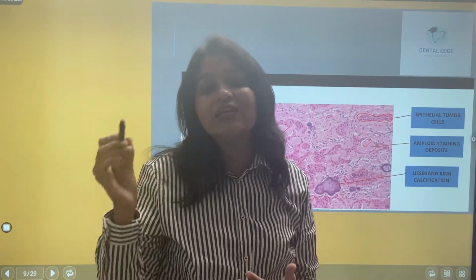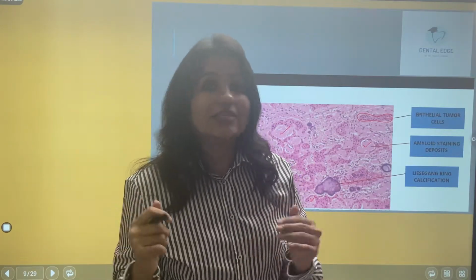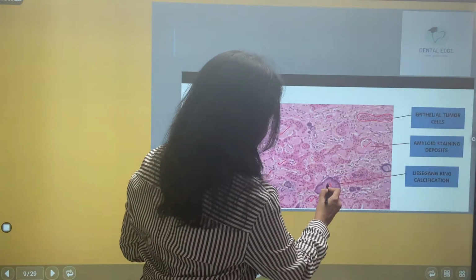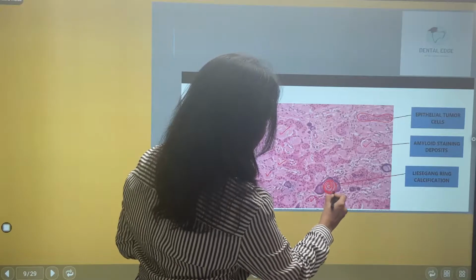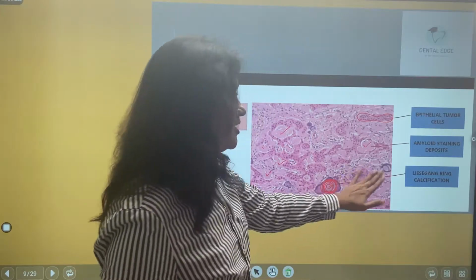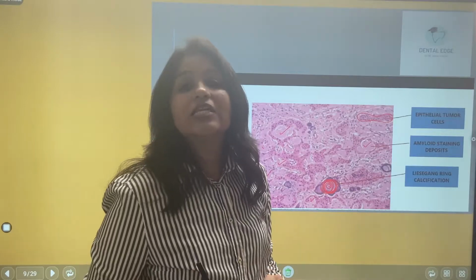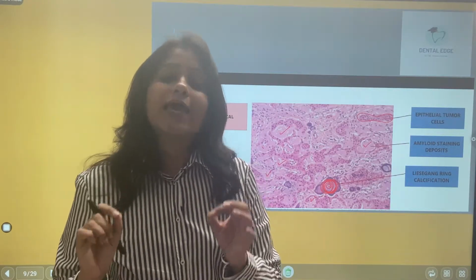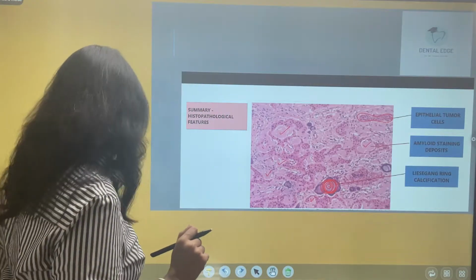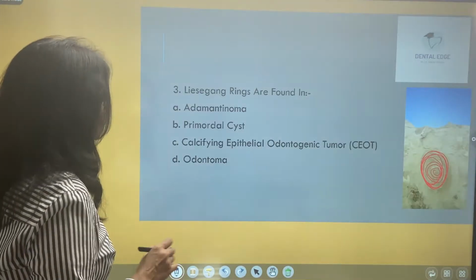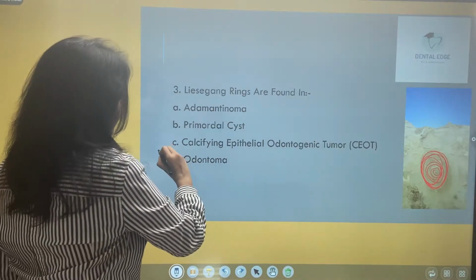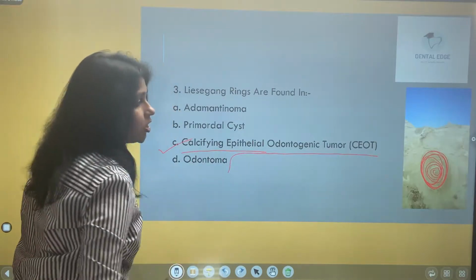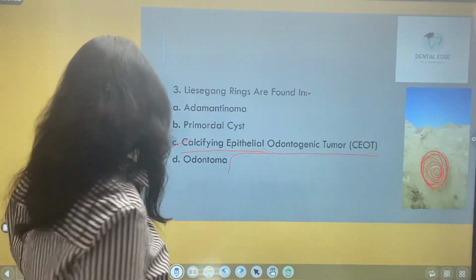In concentric rings, which are Liesegang rings. Therefore, Liesegang ring calcification is seen. If you can appreciate, this is concentric ring calcification. So, Liesegang ring calcification is seen in an odontogenic tumor, that is calcifying epithelial odontogenic tumor, or CEOT. So, Liesegang rings are found in, the correct answer is C, calcifying epithelial odontogenic tumor, or CEOT.